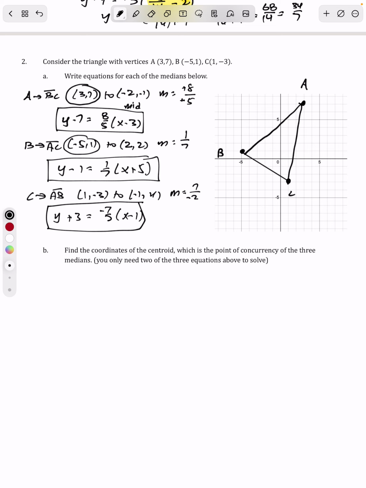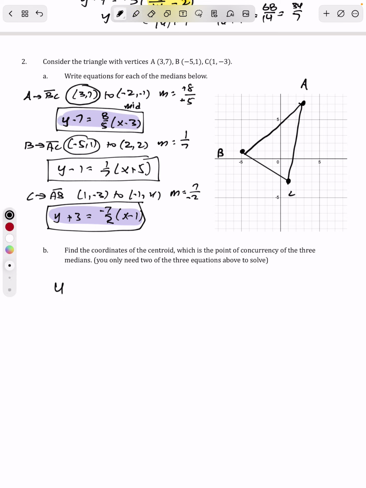Find the centroid, which is the point of concurrency of the three medians. Of course, I only need 2 of these to do it. And I don't see any advantage to any of these problems other than, what's that last slope? -2? I don't know. Maybe I'm going to do the first one and the third one. I like the 2 as a fraction because it's relatively easy to work with. And the 5 is the next smallest denominator. You pick your poison. It doesn't really matter.